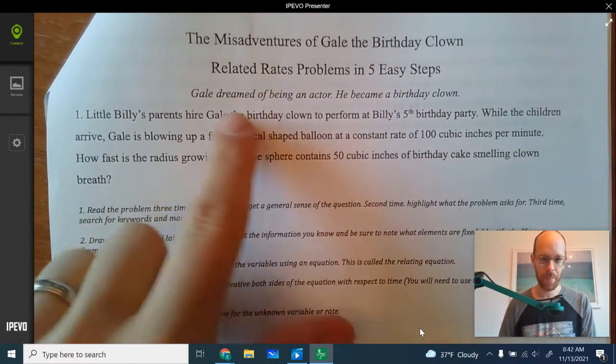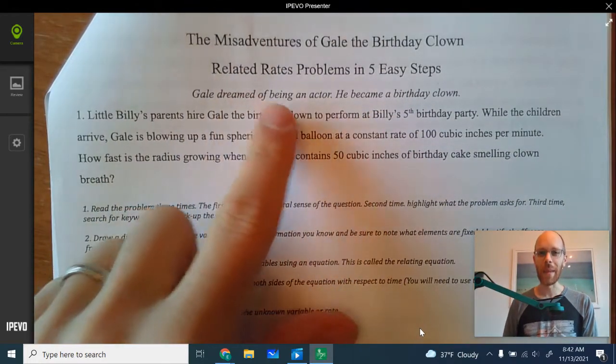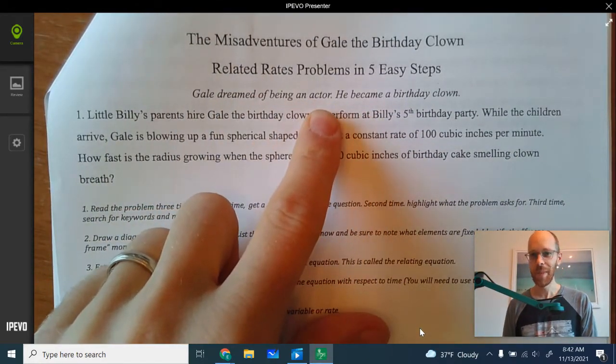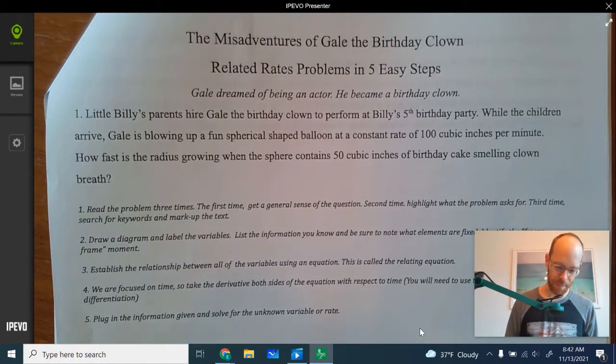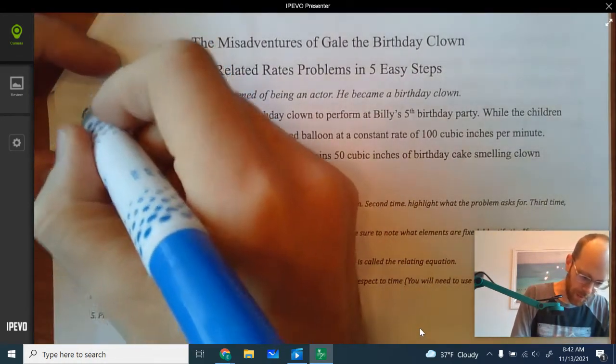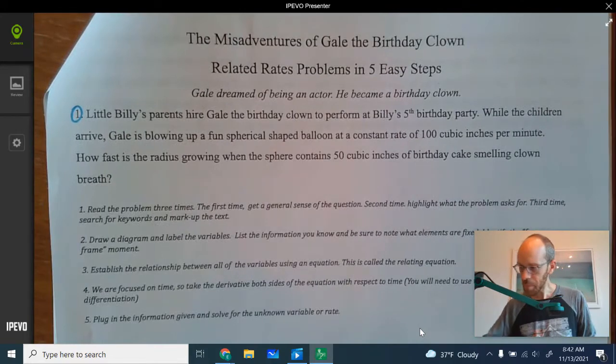Two sentences. Gale dreamed of being an actor. He became a birthday clown. All right, so here we go. Let's see what Gale is up to.